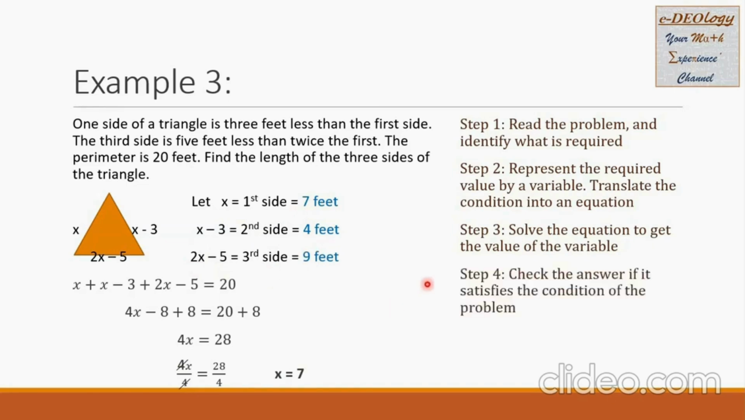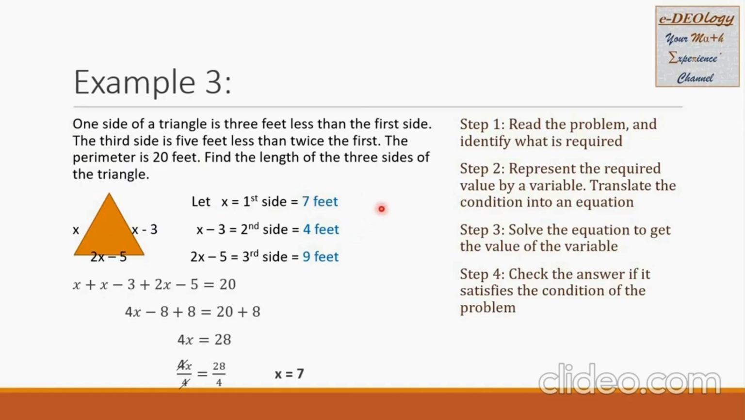Step 4, check the answer if it satisfies the condition of the problem. Look at the first condition. The first condition is the comparison of the first side and the second side. It says, one side of a triangle is 3 feet less than the first side. So our first side is 7 feet. The second side is 4 feet. So that is 3 feet less.